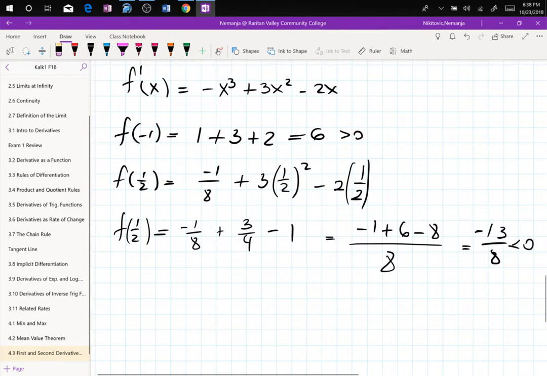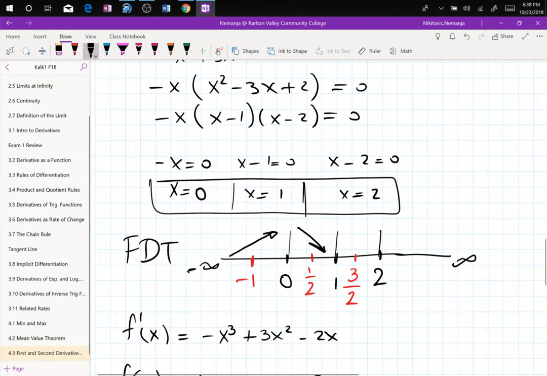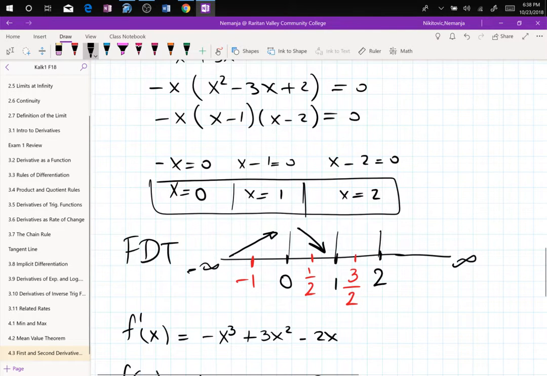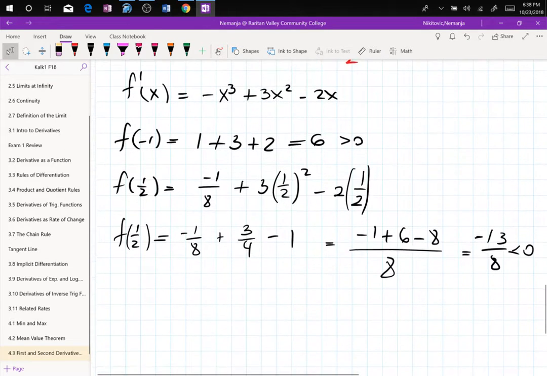So this is less than 0. So we know that on this particular interval we have a decrease. Now 3/2, which is in between 1 and 2. So 3/2.